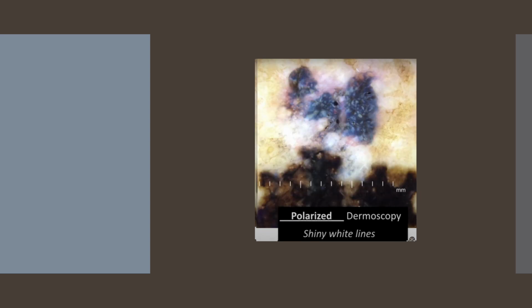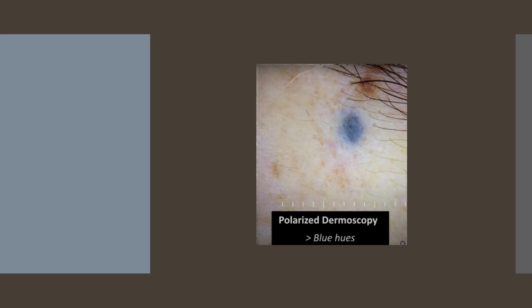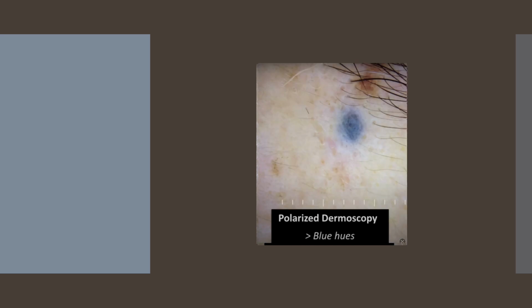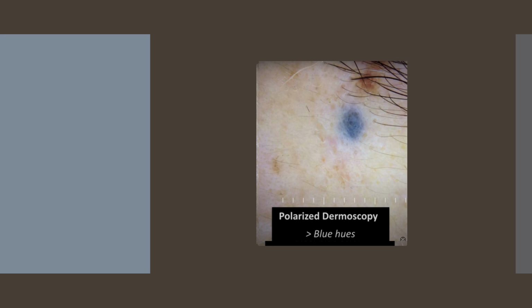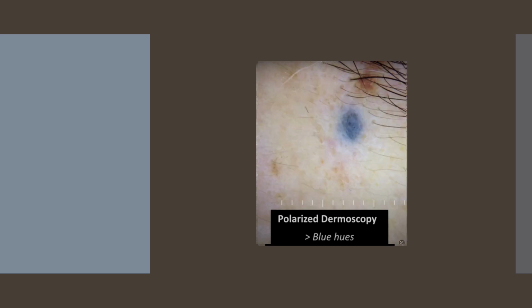This is the dermoscopic image of a blue nevus. In non-polarized dermoscopy, it gives more of a steel blue color, while in polarized dermoscopy, blue hues are more prominent because the nevus cells are found deep in the dermis, and in polarized dermoscopy, we are seeing mainly the dermis. Again, non-polarized dermoscopy, steel blue color, more blue hues in polarized dermoscopy.